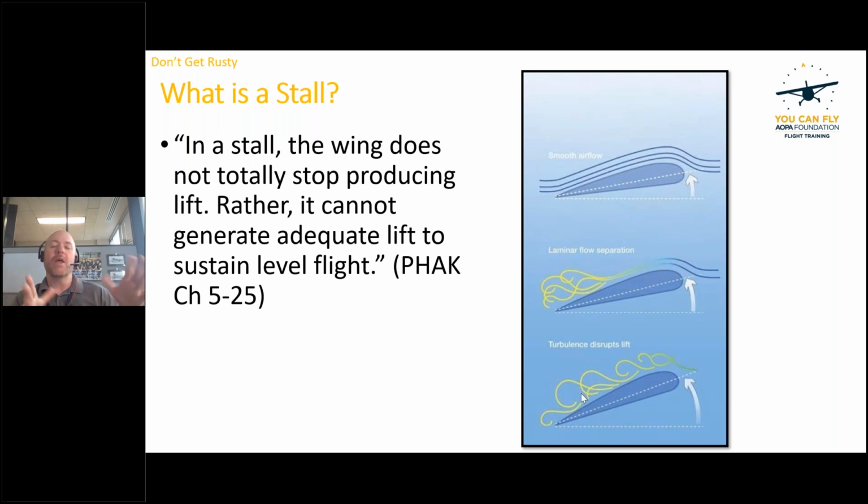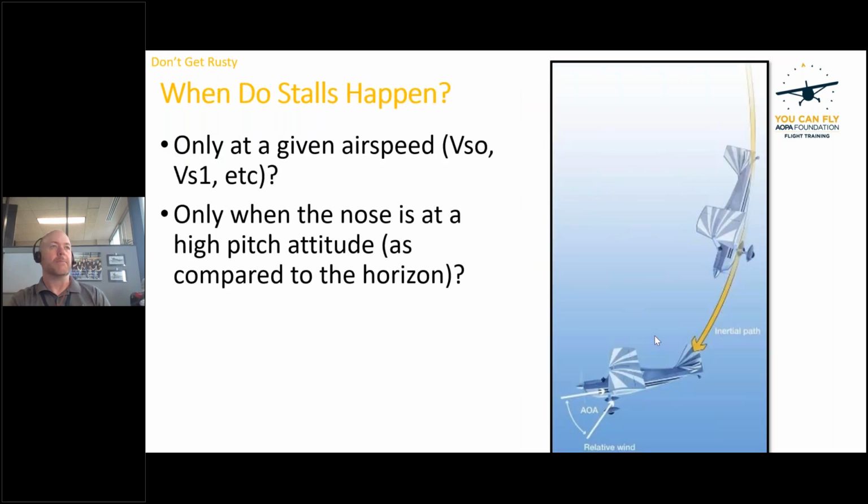In reality, the wing is still producing some lift, and you can even see it. This is right out of the Pilot's Handbook of Aeronautical Knowledge, chapter 5, page 25, that in a stall, the wing does not totally stop producing lift. Rather, it cannot generate adequate lift to sustain level flight. The way I say that oftentimes is, I'll just say that the wing is not producing enough lift to maintain level flight. So it's just not enough. So when that stall happens, there's still some lift being created, just not enough to let us maintain altitude. So you do still have some lift being created by the wing.